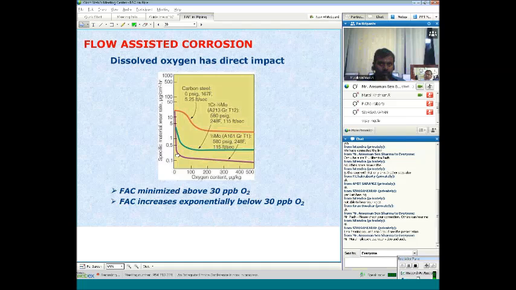So that is one interesting finding in terms of flow accelerated corrosion, which is totally different from other forms of corrosion, like oxygen corrosion. In flow accelerated corrosion, oxygen actually helps to restrict the corrosion, right? So this again gives us an idea about changing the feed water chemistry in some way. I'm going to show you how.